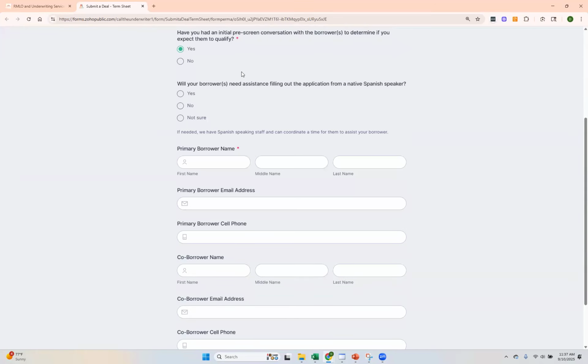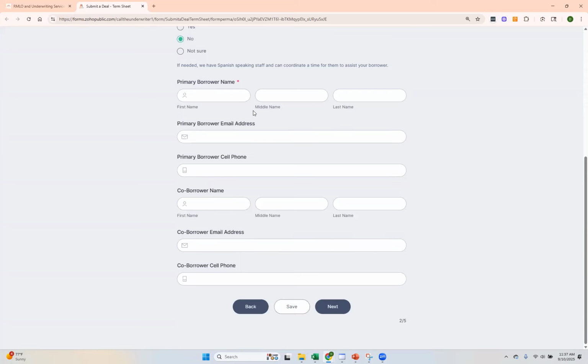If you say no, I haven't pre-screened them, we're still going to underwrite the file. It just means for you, there's a higher chance that the borrower may not work out. Will your borrower need assistance filling out the application from a native speaker? We do have someone on staff who can assist with this if we need it. I know a lot of clients have Spanish speaking borrowers, that kind of thing, and they request that. We've actually found most of the time people really don't need our help to do this. Usually either the borrower can handle it themselves or they have a family member. Oftentimes there's an agent involved who speaks Spanish, but either way, we do have someone available who can help should you need that.